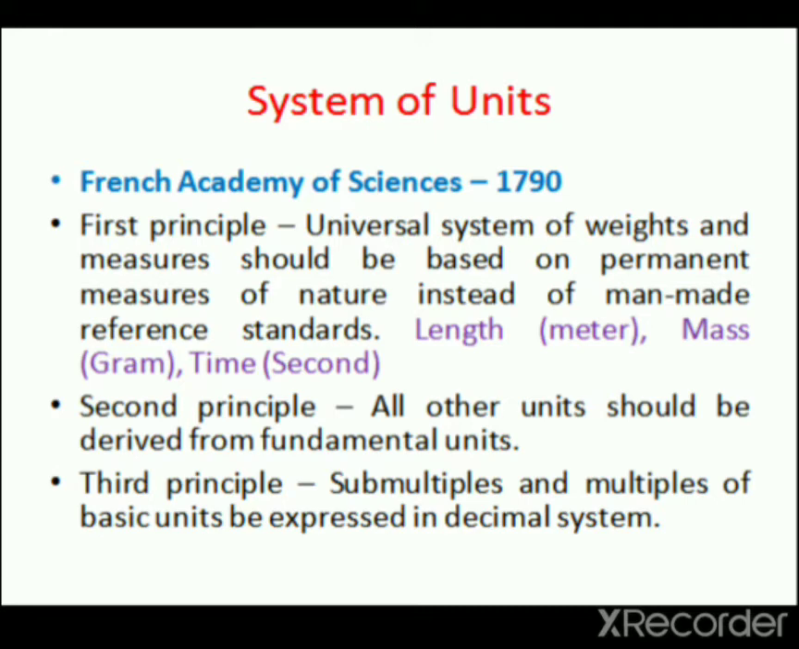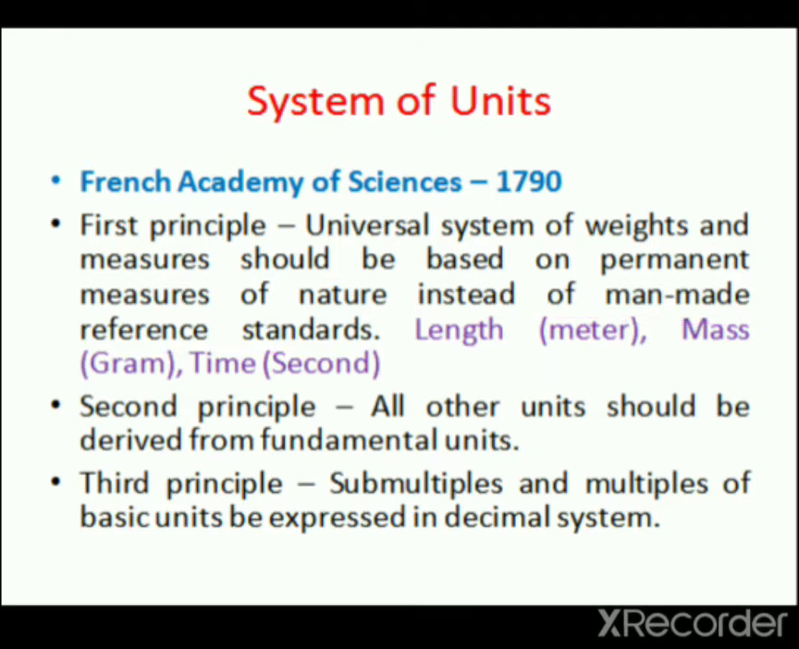Scientists of the French Academy of Sciences laid down certain principles to follow a single system of weights and measures as per the French government directive in 1790. The first principle stated that the universal system of weights and measures should be based on permanent measures of nature instead of man-made reference standards.